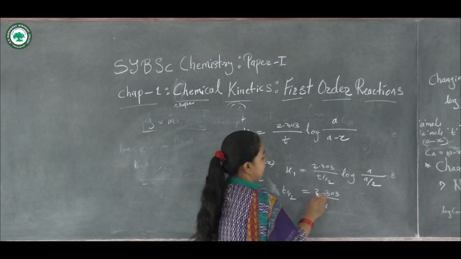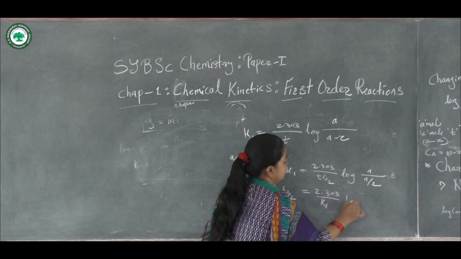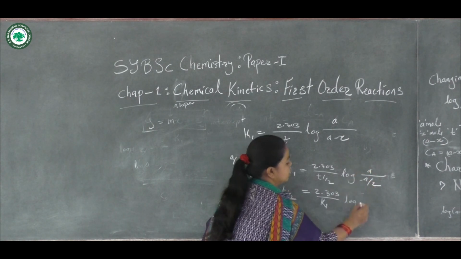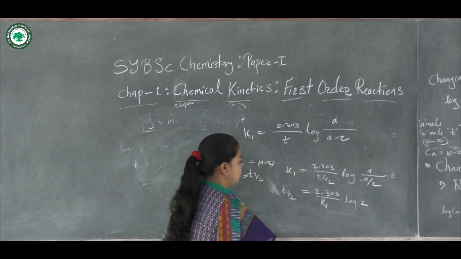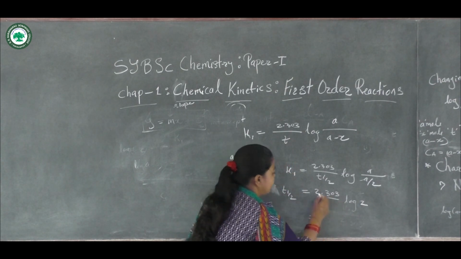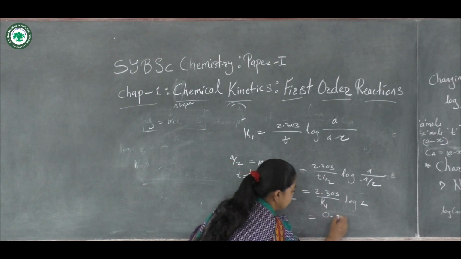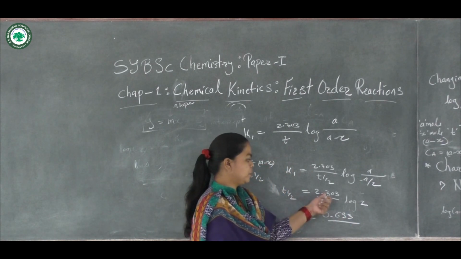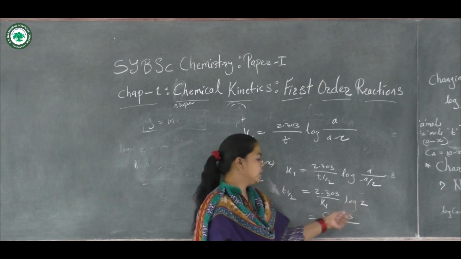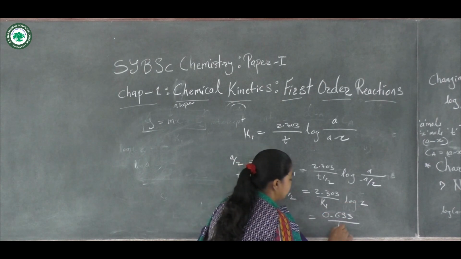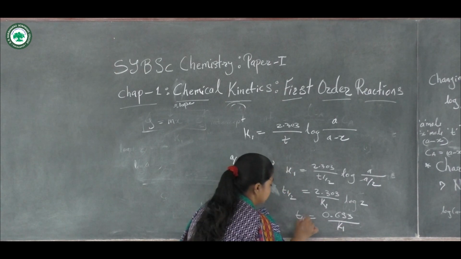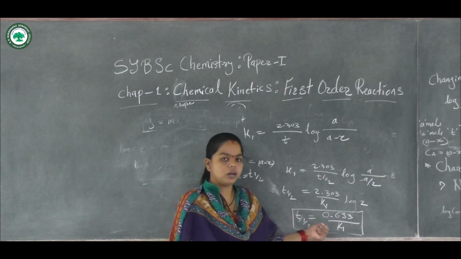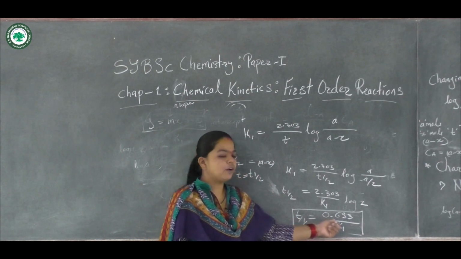So we will get 2.303 divided by K1 into log of, now this A will get cancelled here and the denominator comes on the upper side. So it becomes log 2. Log 2 multiplied by 2.303, the value of this multiplication, we get 0.693 divided by K1. So this is the half-life period given for the first order reaction.